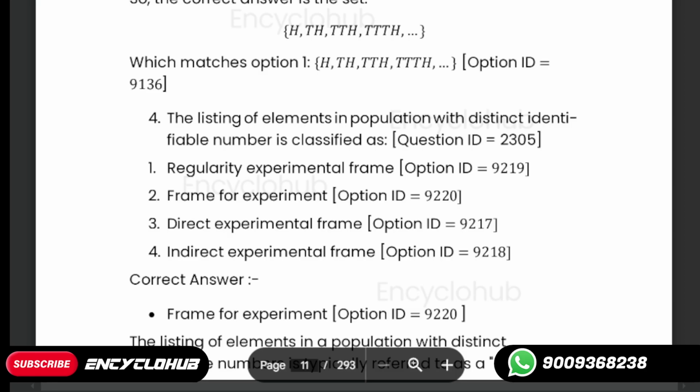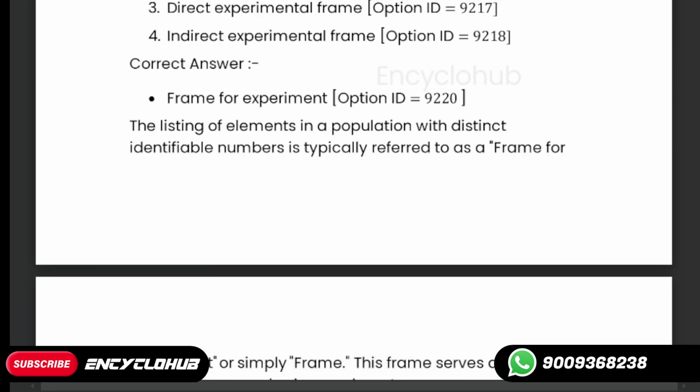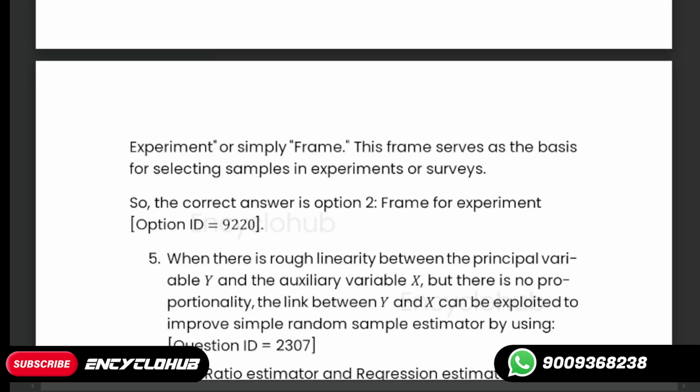So how to classify it? The answer is frame for experiment. The listing of elements in a population with distinct identifiers is typically referred to as a frame when we classify our elements in a population. So this is called a frame for the experiment, or simply frame. This frame serves as a basis for selecting samples in experiments or surveys. So this is called a frame when we classify our population into different parts. So this is called a frame for experiment.